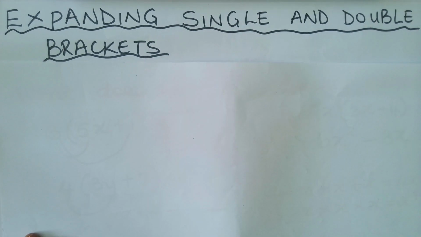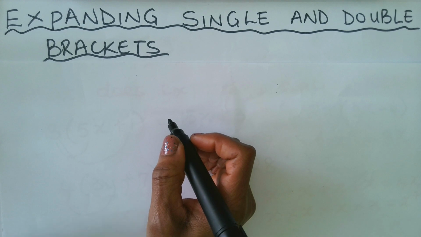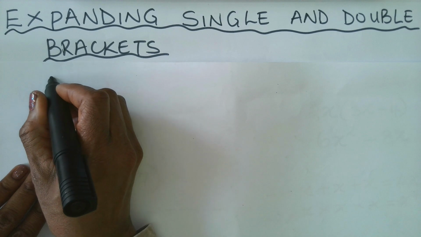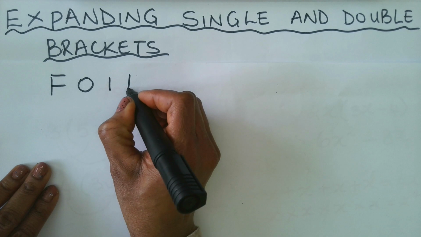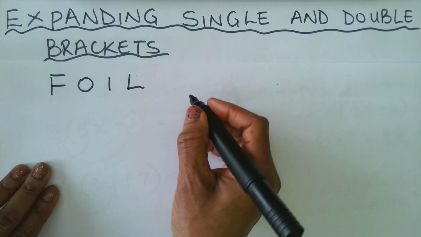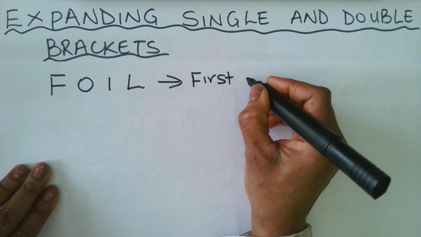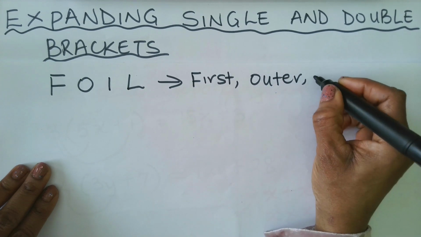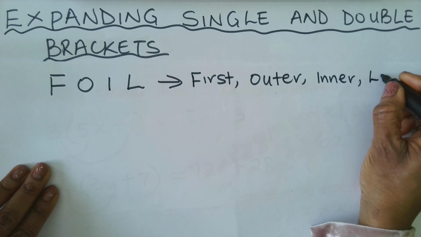Now we're going to look at expanding double brackets. But before we go on, I'm going to tell you what these mean for expanding double brackets. We've got the F, the O, the I, the L. So this means the first, the outer, the inner, and the last.